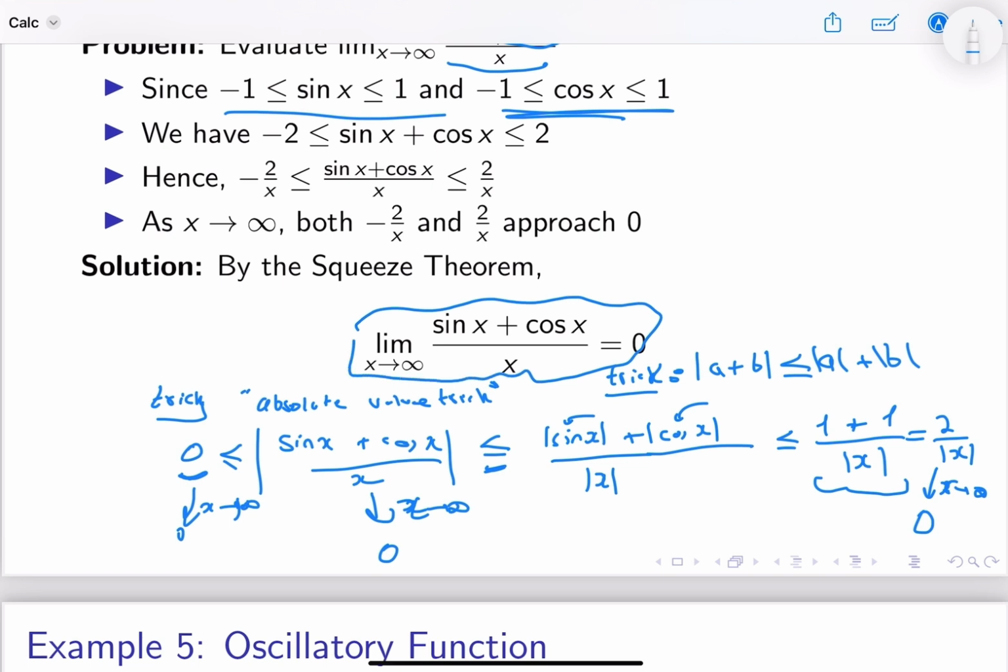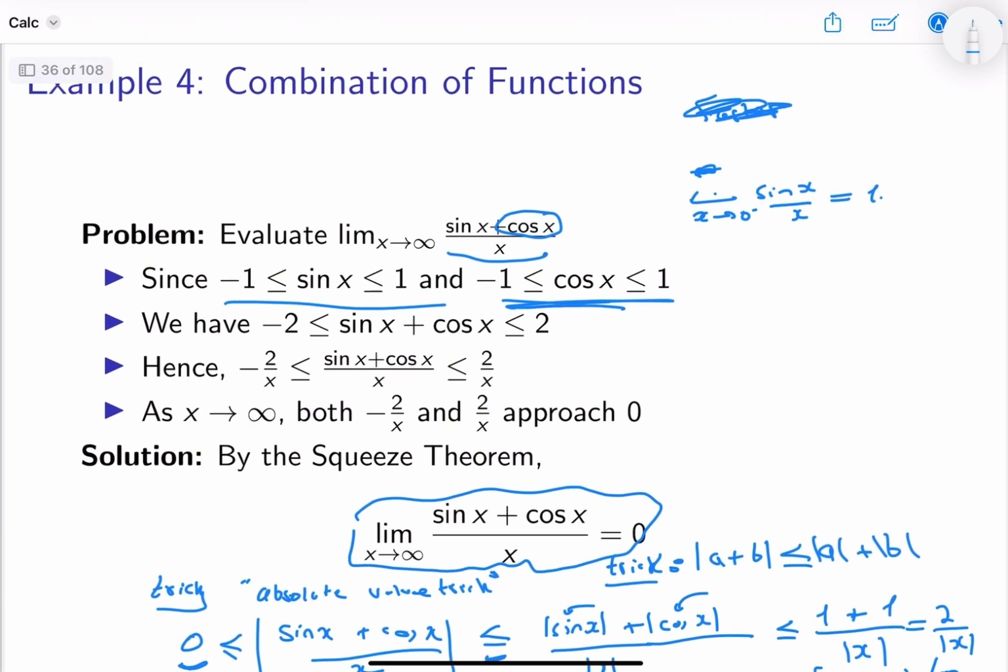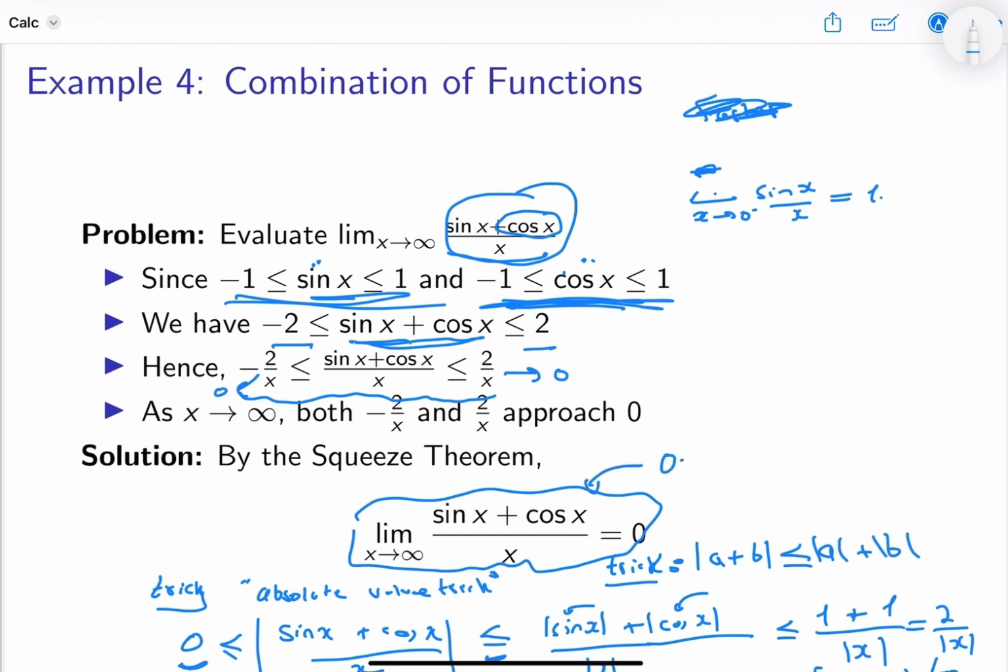Another way to do this is to use these two inequalities over here, and add them, so the sum of these is between 2 and -2. Thus you have this inequality for the function that you're interested in. And once you notice that the upper bound goes to 0 and the lower bound goes to 0, you can apply squeeze theorem, and you get that this limit is actually 0.